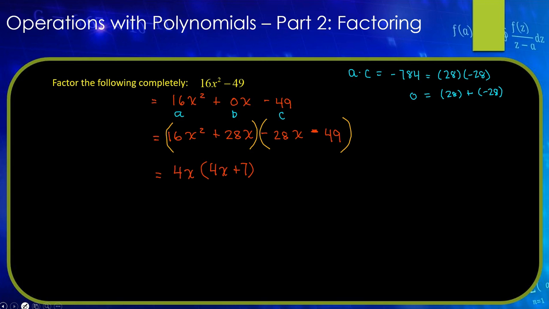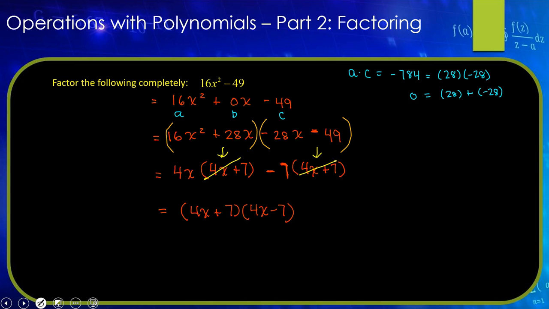The second group, I can factor out a minus 7, which gives me a 4x plus 7 inside the parentheses as well. Now, both of them have that 4x plus 7. Again, that's something we look to have happen. And so now I can factor that out. And when I factor that out, again, they're going to cancel. And I'm left with 4x minus 7.